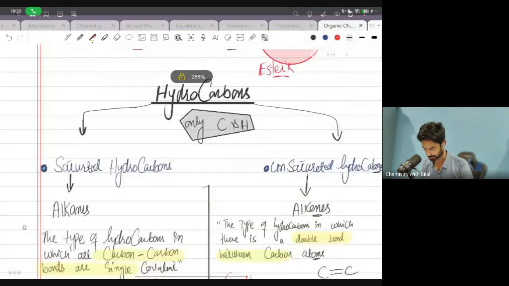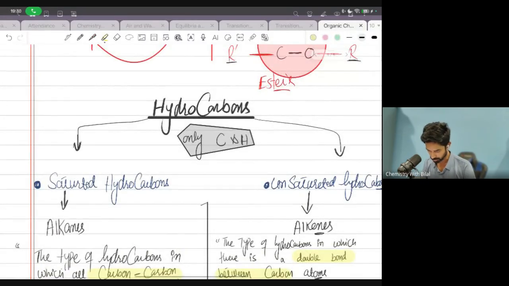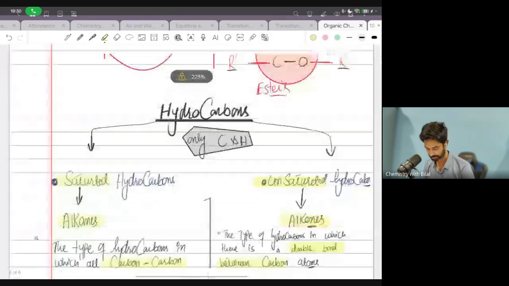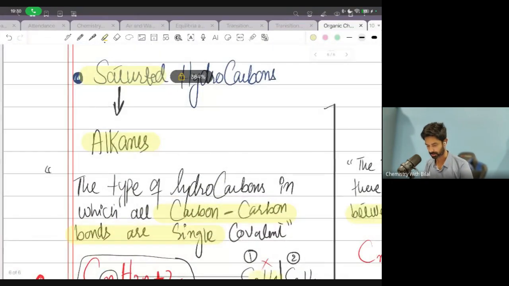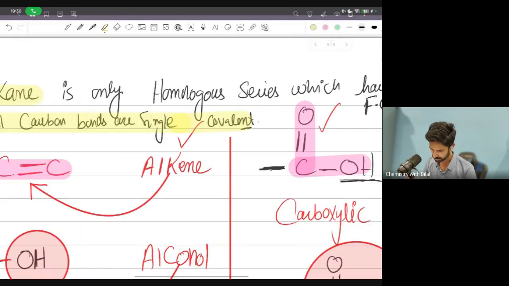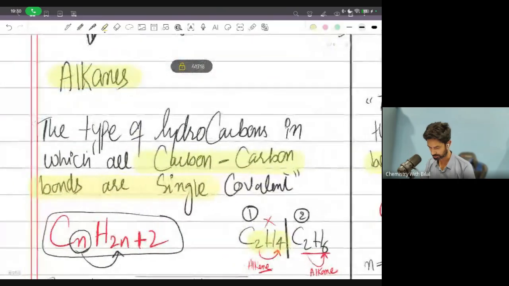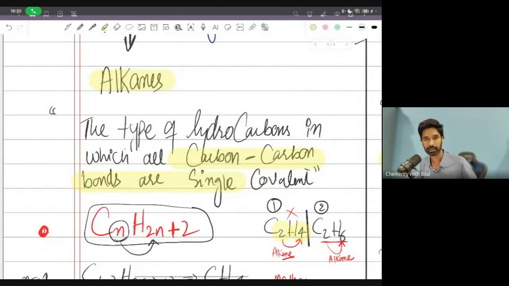We studied hydrocarbons. Hydrocarbons are of 2 types, the saturated and unsaturated. Saturated hydrocarbons are basically alkanes and unsaturated are alkenes. So what are saturated hydrocarbons? They're a class of hydrocarbon in which all carbon-carbon bonds are single covalent. In alkane, however many carbons there are, 1, 2, 20, 100, the bond between one carbon and the next carbon has to be single.